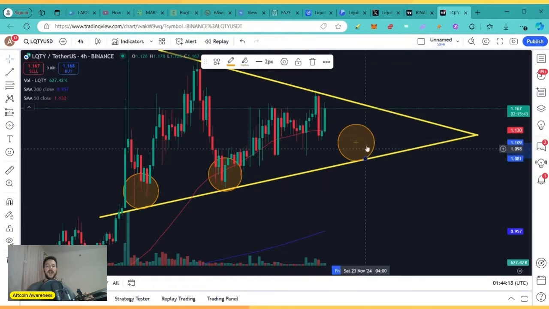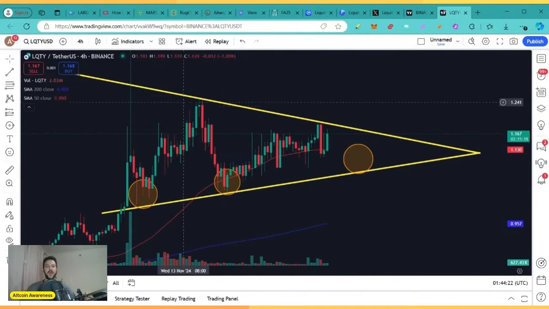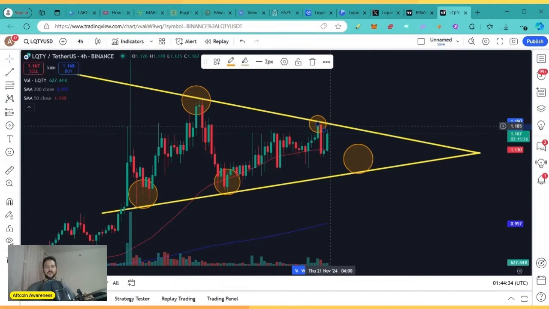That might be a very nice buying opportunity. And also we have this descending yellow trend line that has been acting as a resistance. See, we had a nice rejection here, another rejection here. We are testing this right now. The price action is still inside the triangle pattern.